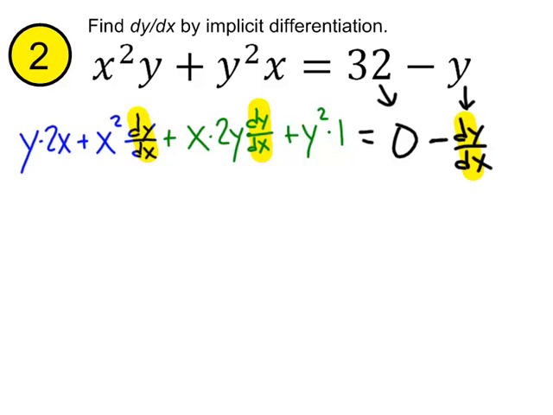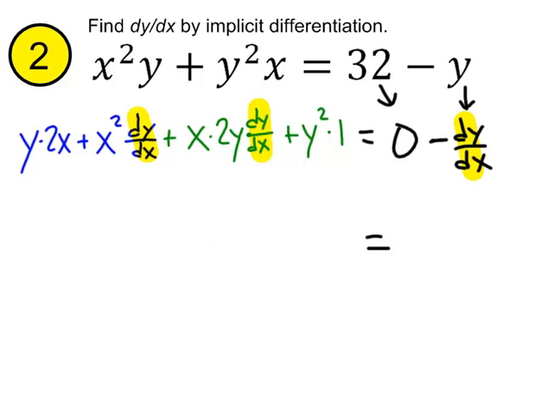Well, I need to start by getting all of the dy over dx terms together on one side of the equal sign. Since I've already got one of them over here, let me go ahead and move them all over to that side. It really doesn't matter. I could take this one and move it over to the left of the equal sign, or as I'm going to do, I'm going to take these two and move them over to the right. So obviously they bring some baggage along with them.